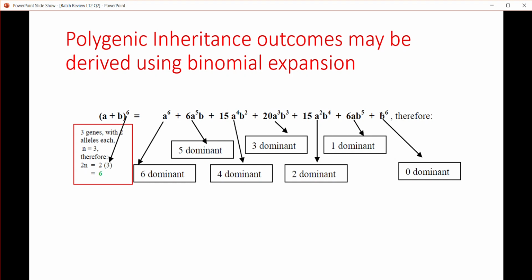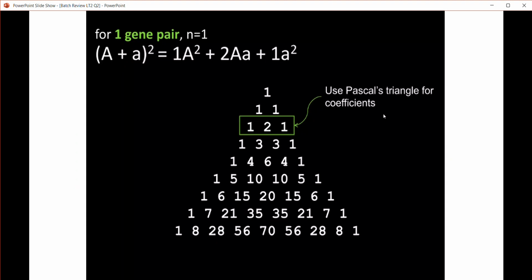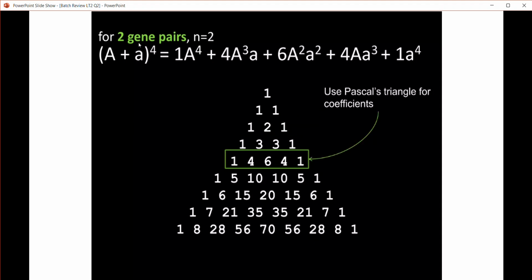So take note that the phenotypic ratio can be derived from the Pascal's triangle: 1 is to 6 is to 15 is to 20 is to 15 is to 6 is to 1. And going here, you see that if you have 1 gene pair, which means you have 2 alleles over here, then the expression is 1A^2 + 2AB + 1B^2. So you have a 1 is to 2 is to 1 phenotypic ratio. If you increase this into 3 gene pairs, then, if you have only 1 gene pair, you have 2 alleles. If you have 2 gene pairs, that will result in 4 alleles.